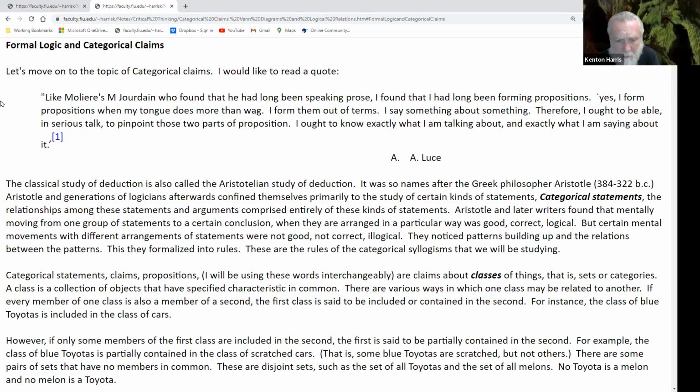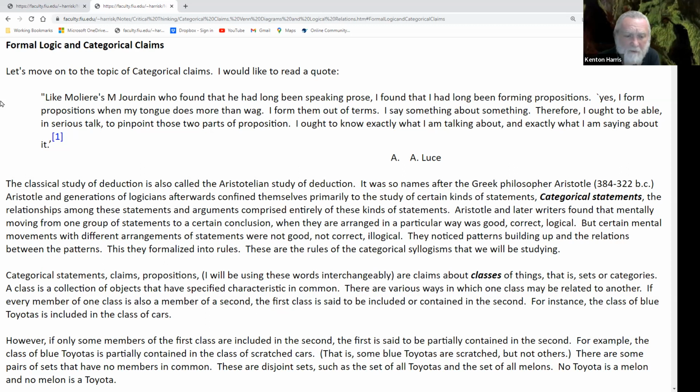For instance, the class of blue Toyotas is included in the class of cars. However, if only some members of the first class are included in the second class, the first class is said to be partially contained in the second. For example, the class of blue Toyotas is partially contained in the class of scratched cars. That is, some blue Toyotas are scratched, but others are not. And so they wouldn't be members of that set.